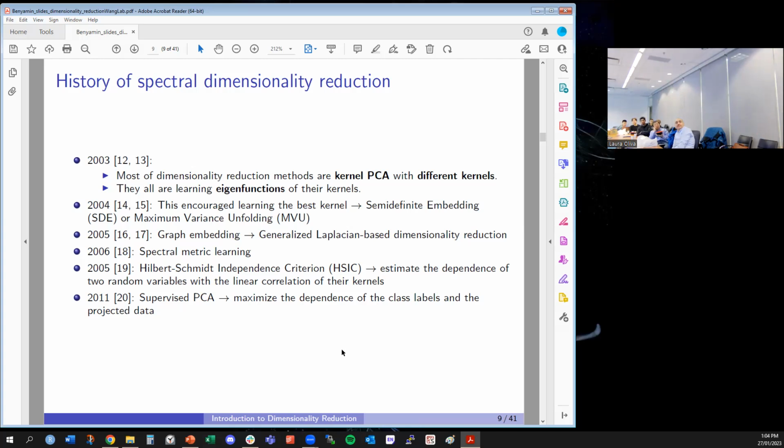However, they said, okay, let's approximate the dependence of two random variables by pulling them to the Hilbert space by kernels. In that Hilbert space, we calculate the correlation, which is linear dependence. That's a good approximation for their dependence in the input space. That was a breakthrough. Using HSIC, supervised PCA was proposed.